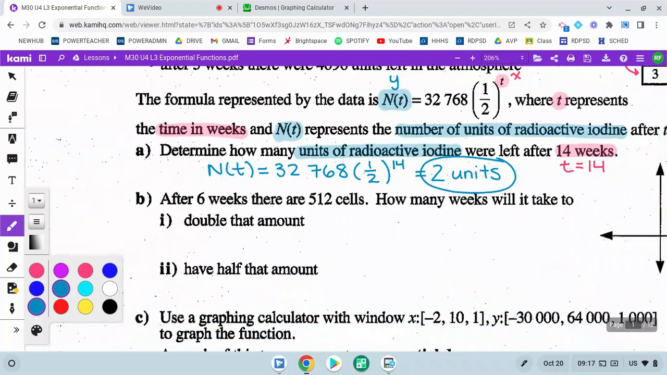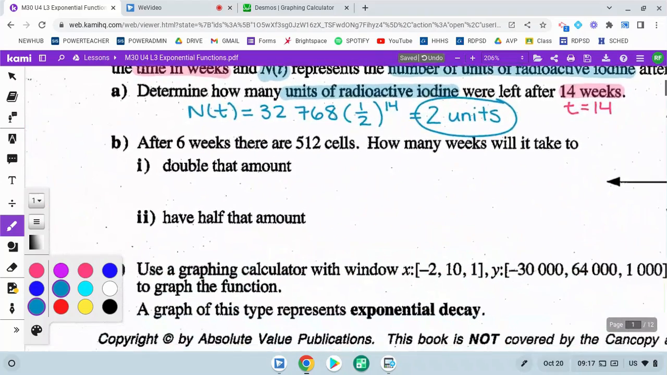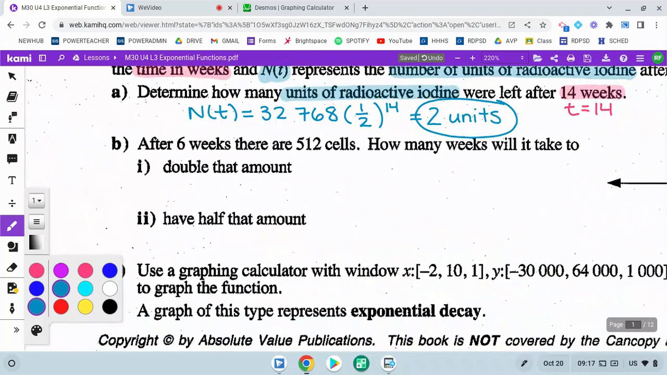Okay. Then it says after 6 weeks, there are 512 cells. How many weeks will it take to double that amount? Again, we just have to be careful and pay attention to our question. You could solve for this using your equation and actual numbers, since you know what double 512 is. But there's a faster way, because I know that every single week that goes by, I'm cutting my number of units in half.